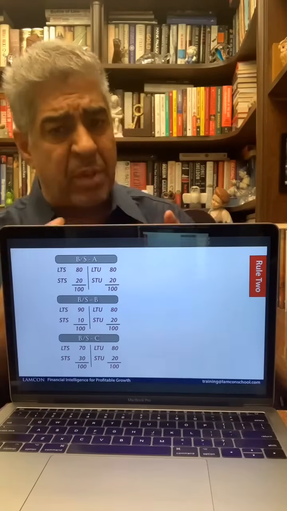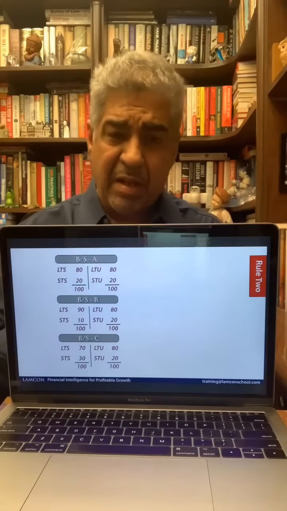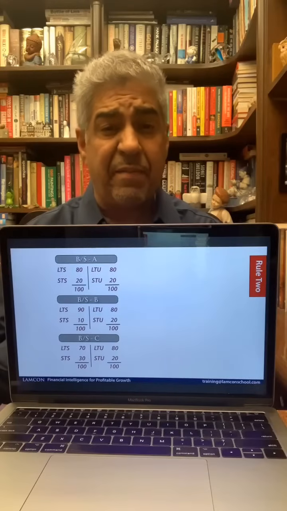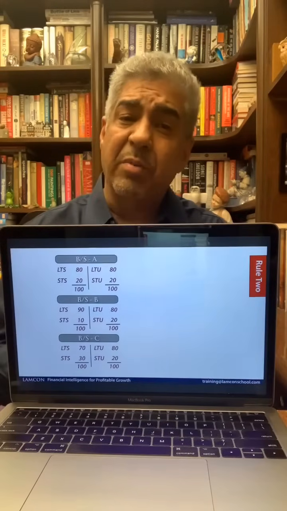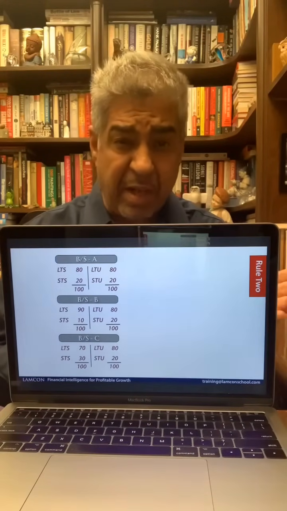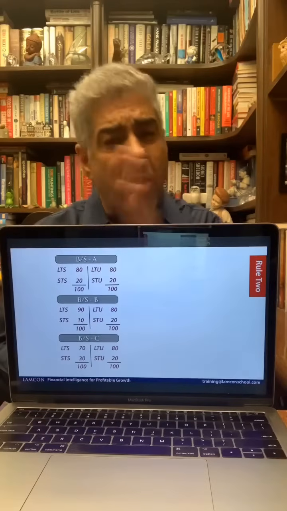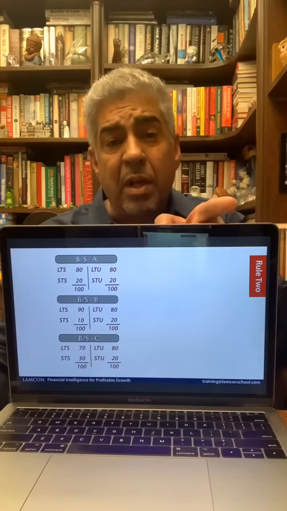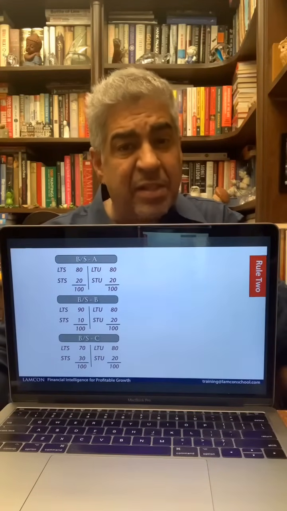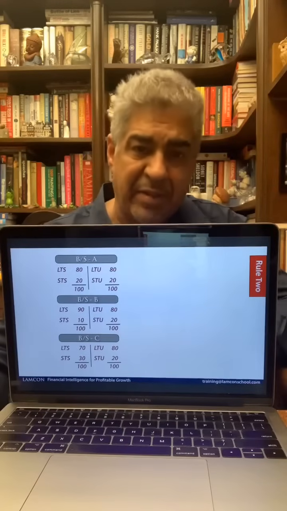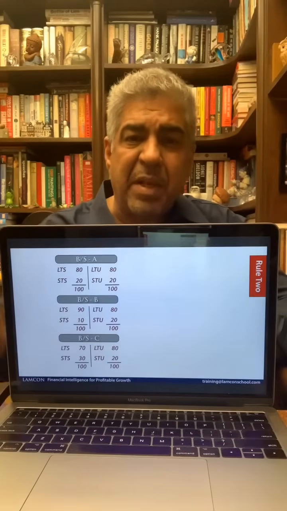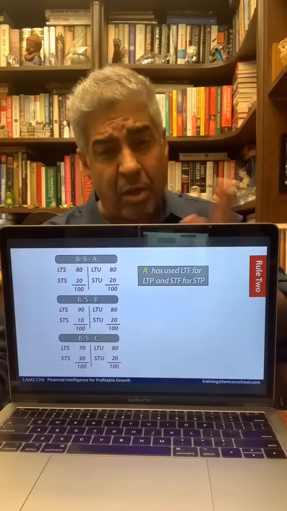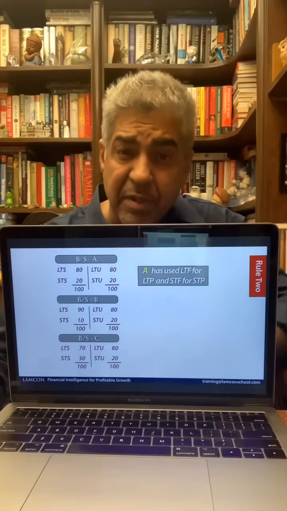I'm going to give you some more input first. How do we describe company A? How much long-term money do they have? 80. How much is the long-term use? 80. Short-term money 20. Short-term use 20. It looks like in the case of A, they use the long-term money to buy long-term assets and short-term money to buy short-term assets. A can be described as a company which has used the long-term funds for long-term purposes and the short-term funds for short-term purposes.